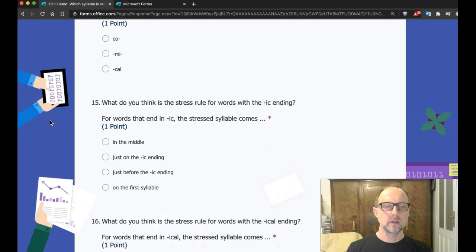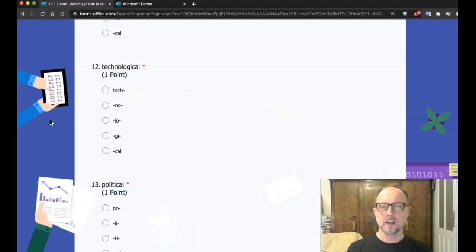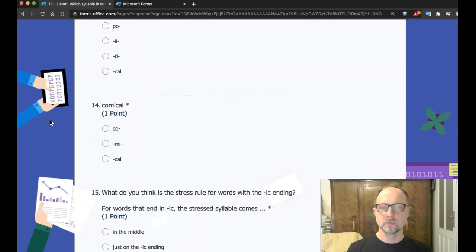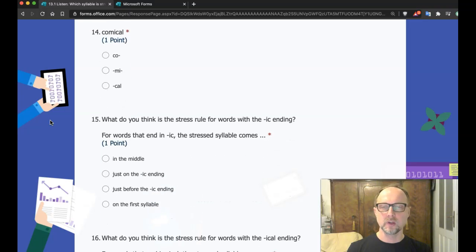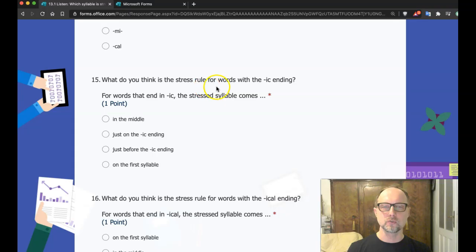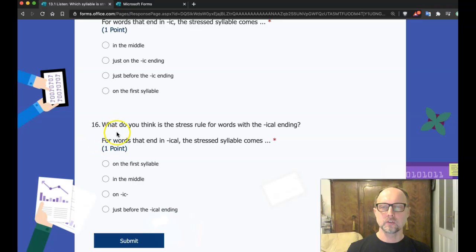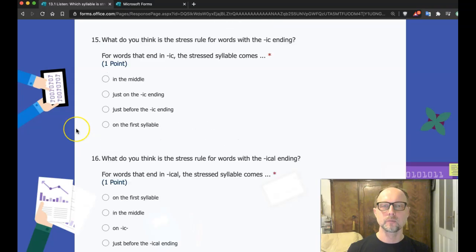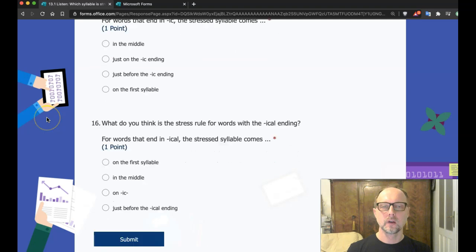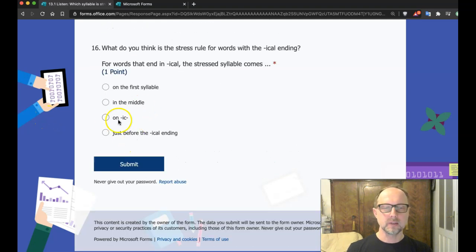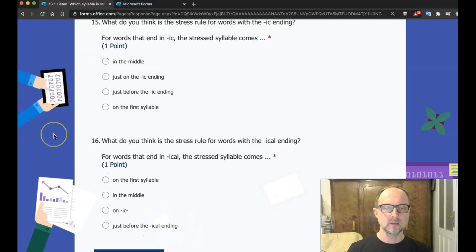Okay. And now you should look at your answers to the quiz and then guess, what do you think is the stress rule for words that end in ic? And also, what do you think is the stress rule for words with the ical ending? For words with the ic ending and with the ical ending. Submit, and then we'll have a look at the answer to questions 15 and 16 right now.